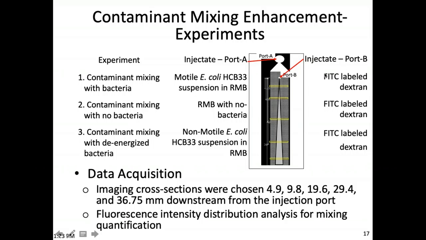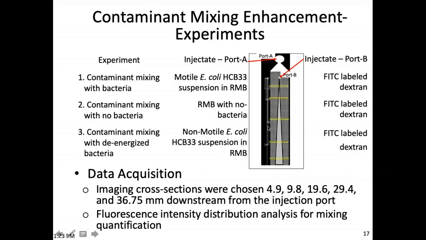So we designed this experiment. In this B port, we always have this FITC dextran, basically. That is our tracer, and we're looking at dispersion of this tracer. And then we have three types of experiments. In the first case, we have the bacteria, which are motile and moving around, so we inject those bacteria for the first type of experiment. In the second type, we have just random motility buffer, but no bacteria in the system. So basically, there are no bacteria present.